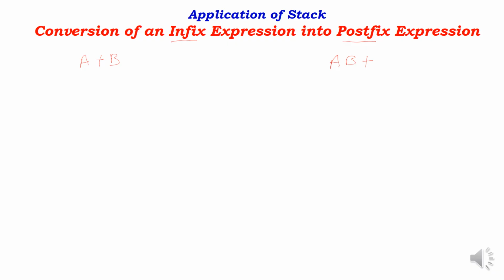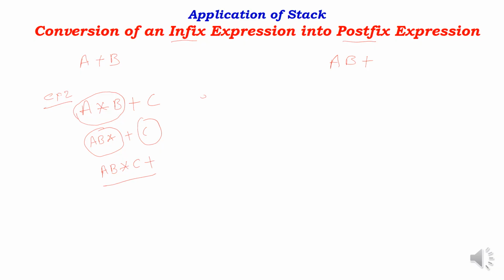Let us take one more example. A into B plus C. This is an infix expression. You want to convert it into a postfix expression. Normally, we convert the higher priority operator first. So, the sub expression which involves the higher priority operator, A into B, becomes A, B, into. As far as this is concerned, A, B, into is the postfix expression. Then plus and C. So, this is considered as an operand and this is considered as an operand. And finally, A, B, into, C, plus is the postfix expression.